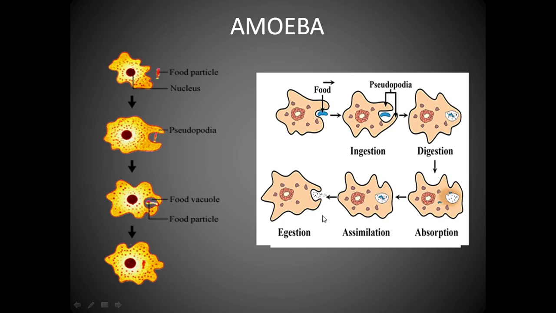Now the last step is egestion, where whatever undigested or waste material is there is thrown out of the body, again using the pseudopodia itself. Here you can see that it has again taken up a different shape, the pseudopodia, and it is throwing out the waste material. So that is ingestion, digestion, absorption, assimilation, and egestion. So that's about the nutrition in amoeba.